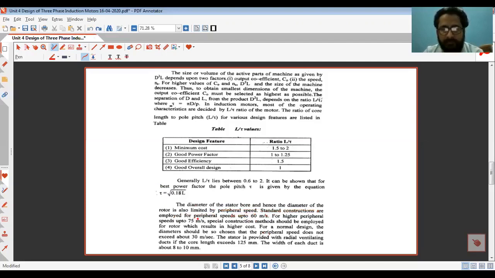Standard constructions are employed for peripheral speed up to 60 meters per second. Now, what is peripheral speed? You all must have studied it in electrical machines. What is peripheral speed and what is rotor speed? For higher peripheral speed up to 75 meters per second, special construction methods should be employed. So this is related to the peripheral speed of the machine. So what should be the value of peripheral speed, and what kind of design we have to select?